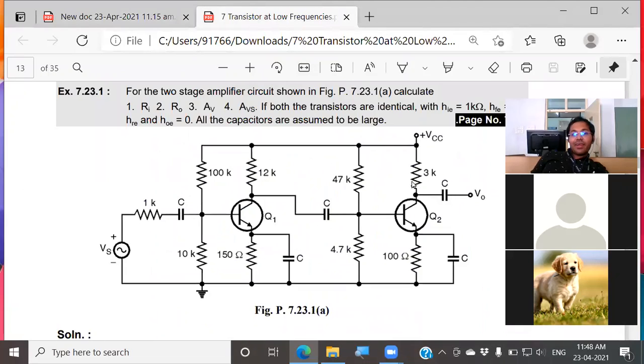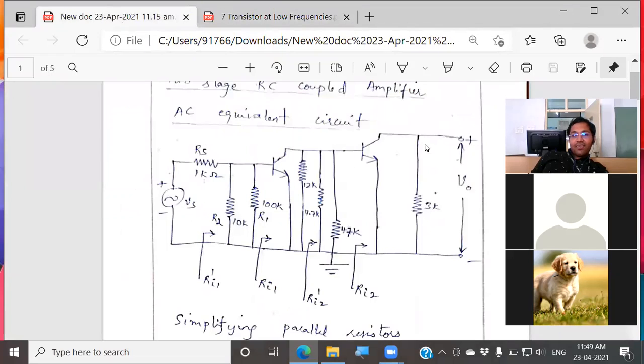Next, from the collector I have 3K going where for the AC equivalent? Where should I connect? Ground. Ground I have already taken down. So this 3K will start from V0 and go to ground. Okay, simple. Now, the good thing we have here is two resistors in parallel. What is the formula? R1 R2 by R1 plus R2, 10 into 100 by 10 plus 100. Yes. So next task, these two are in parallel and we will replace them by a single resistance.